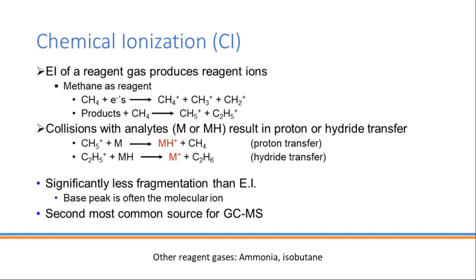Here I'm just showing an example where you could have CH5+ do some proton transfer to protonate a molecule, or you could have C2H5+ initiate some type of hydride transfer, where it takes a hydride away, leaving a positively charged ion behind. There's a lot more to these mechanisms, and obviously you can have some differences with different reagent gases. But in general, the mechanism is that we have a reagent ion that is initiating a charge transfer reaction with the molecule. This is a much softer ionization, and as a result, the base peak is often the molecular ion formed.